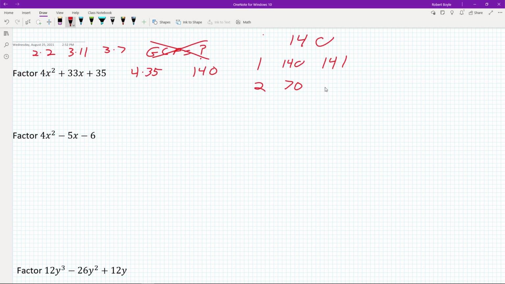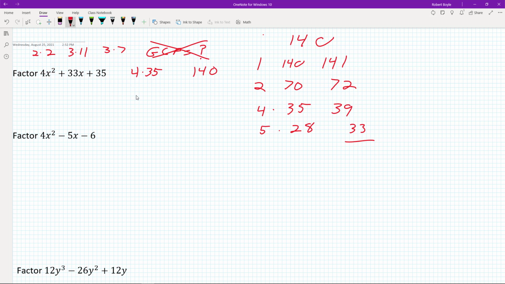Well, that sums to 72. Okay, well, 3 is not a factor of 140. What about 4? Well, that's 4 times 35, and that sums to 39, so that's not going to work. What about 5? Well, 5 times 28 is 140. 5 plus 28 is 33. So this is it. That's what we're looking for.